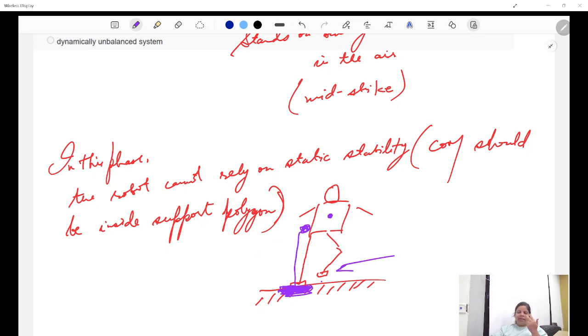You have very little chance of having the center of mass directly above the support polygon. So you cannot rely on static stability because the support polygon is tiny. It is just one foot. So the robot must use motion, dynamic forces and torques to stay balanced.